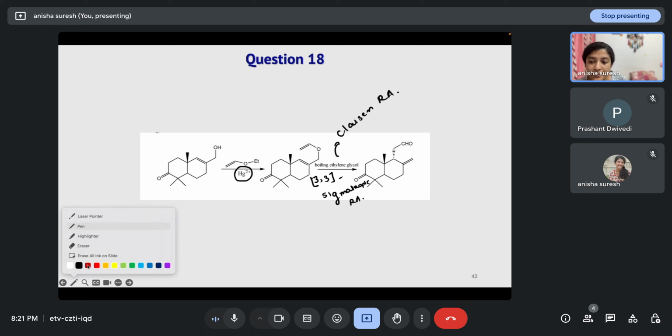So how is the mechanism taking place? 3, 2, 1, 1, 2, 3. A new bond will be formed between these two carbons. This bond will be shifted here, leading to the formation of an exomethylene, and here an aldehyde will be formed. And this stereochemistry is most probably because of the presence of this beta methyl group. Okay.